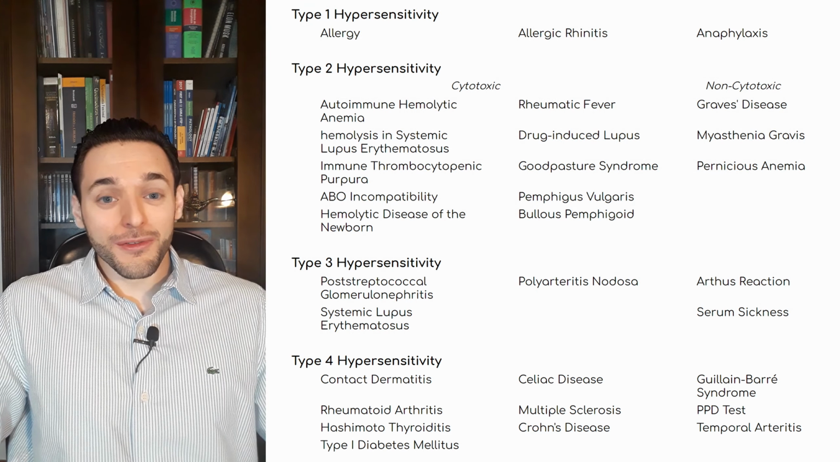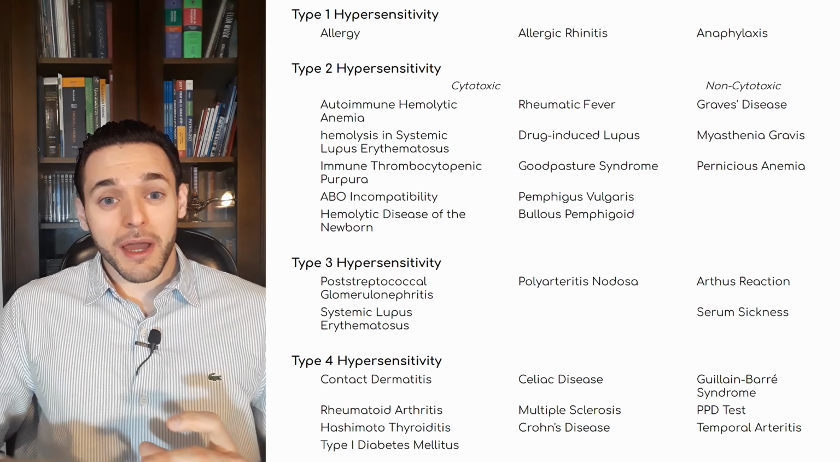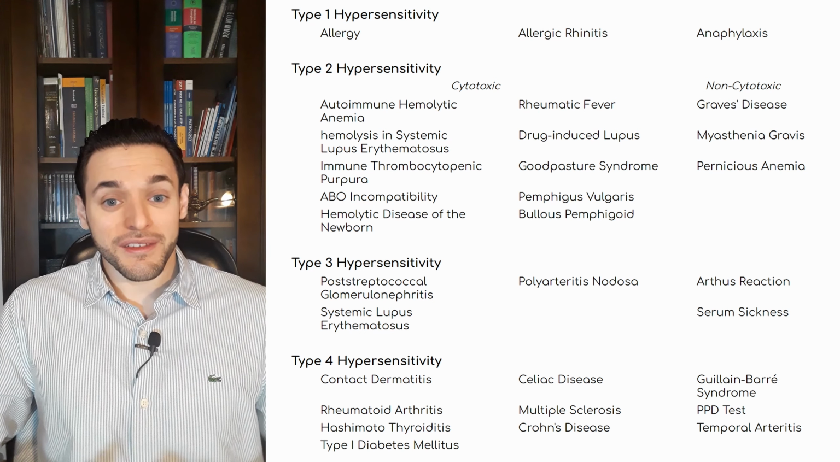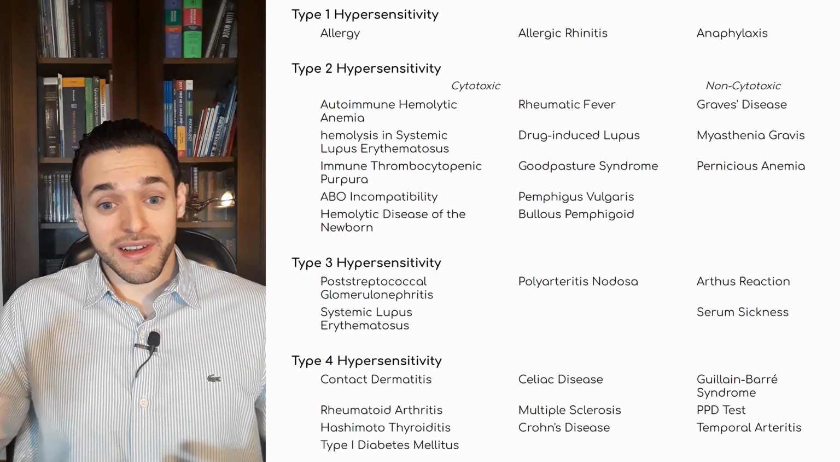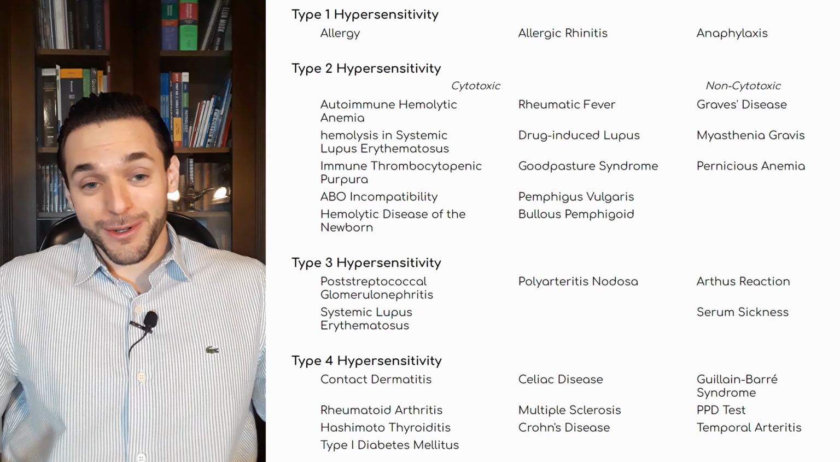Well, I hope this has been useful. I tried to explain the diseases in an order that made sense by contrasting them with each other and thus making the mechanisms clearer rather than just listing them by types. I hope this has been a useful approach.